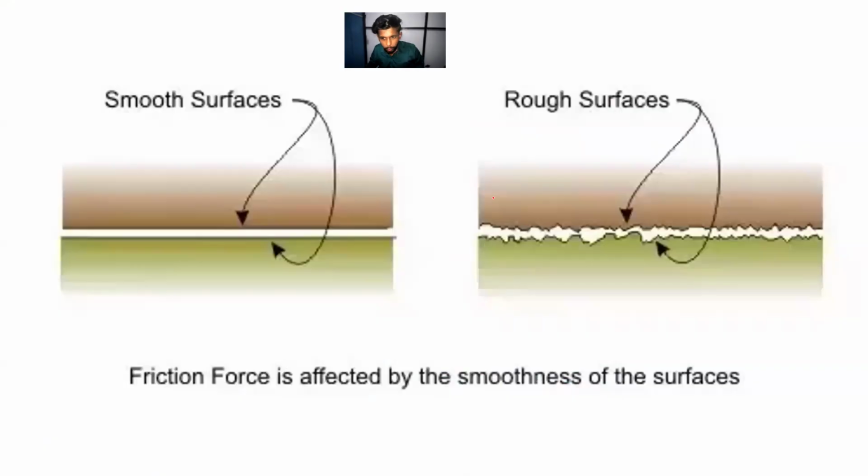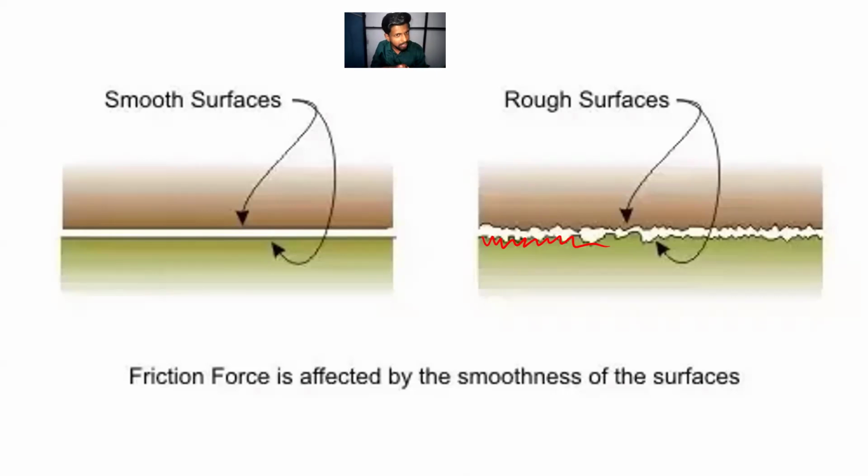In the tar road, the surface is very rough. So what will happen? Two surfaces will become locked like this. The surfaces will become locked because the two surfaces are rough now. So both of the surfaces will become locked.